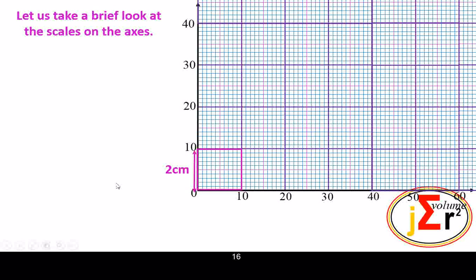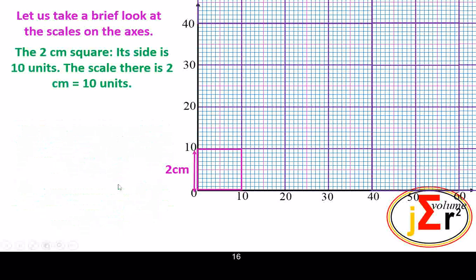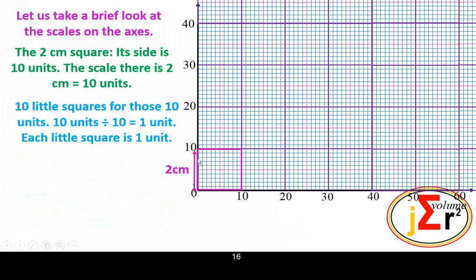So what do we know about that? The 2 centimeter squares, that's what we are looking at, its side is 10 units. So from here, which is 2 centimeters, that is represented by 10 units. Anything to follow? 10 little squares for those 10 units. Now we can do a little calculation and we can see it. That is the beauty about graphs. The beauty about graphs is that it is visible, it is practical, it is obvious.